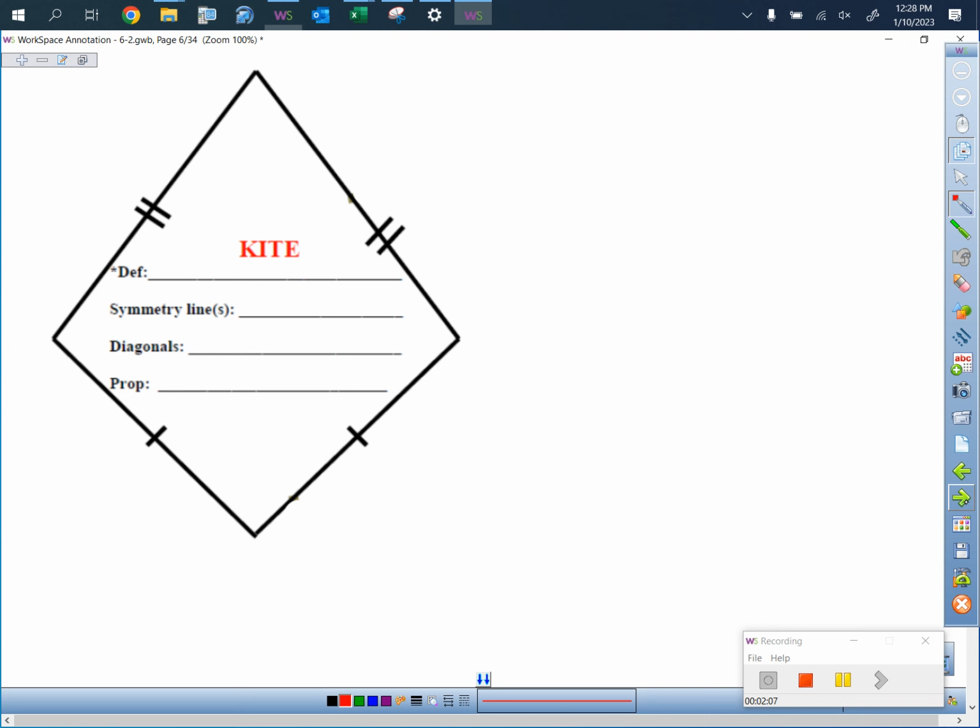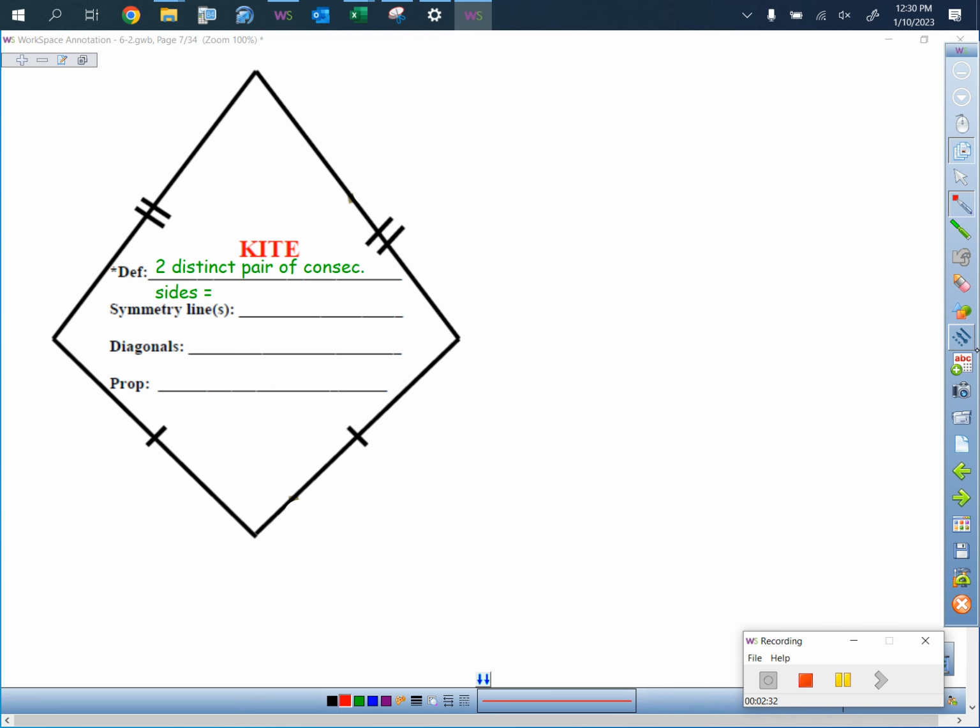Speaking of the kite, let's go get his definition. He's the hardest one. See if you can tell your neighbor real quick what that definition is. Would you believe that a kite has two distinct pairs of consecutive sides equal? You can abbreviate how I abbreviate it. If you can't fit it all on that line, that's okay. Just try to squeeze it all in there. But it's got two distinct pairs of consecutive sides equal.